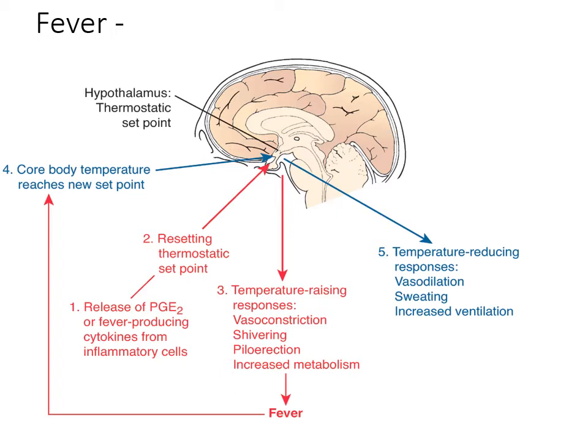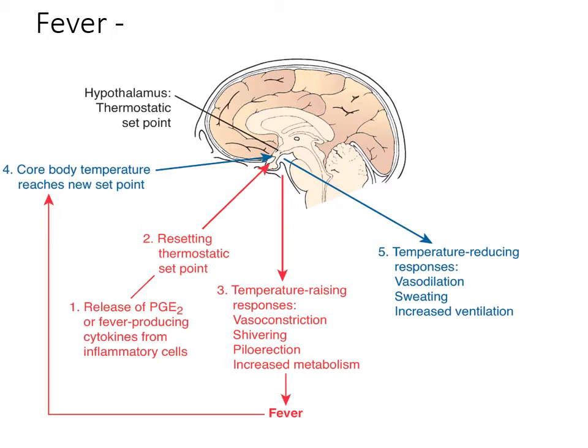Okay, so what are the responses that can raise the temperature in the body? Well, we just went through that. Vasoconstriction, so you look a bit pale because you have less blood going through your skin. Shivering, the little hairs on your skin are raised, called piloerection, and increased metabolism in the body, all leading to a fever.